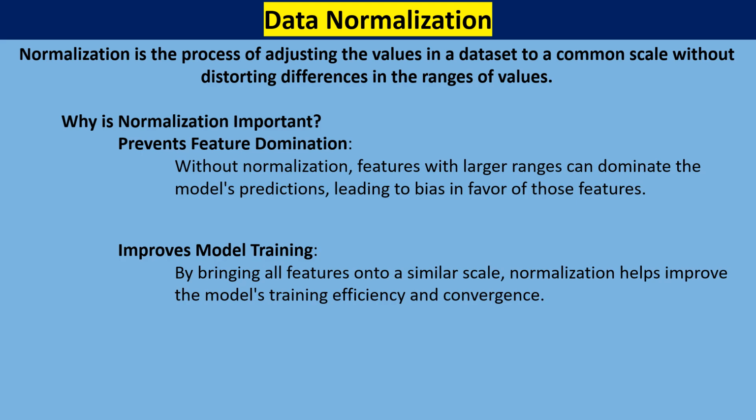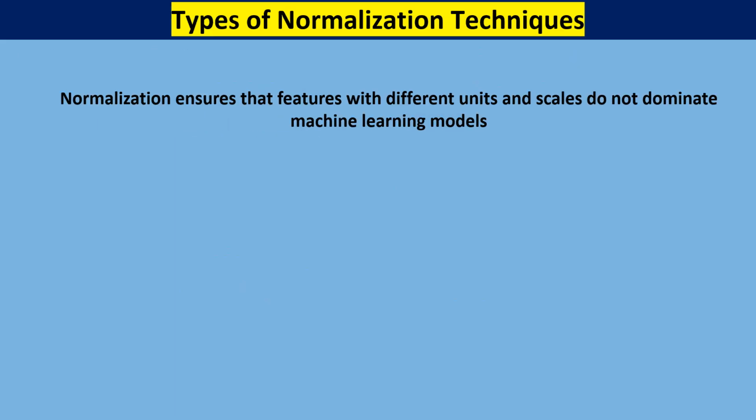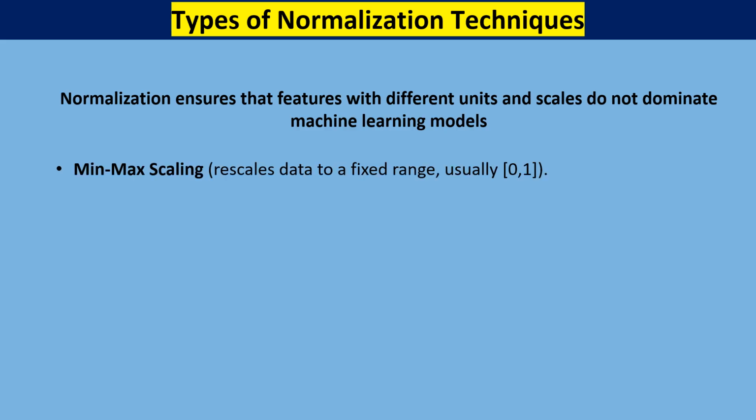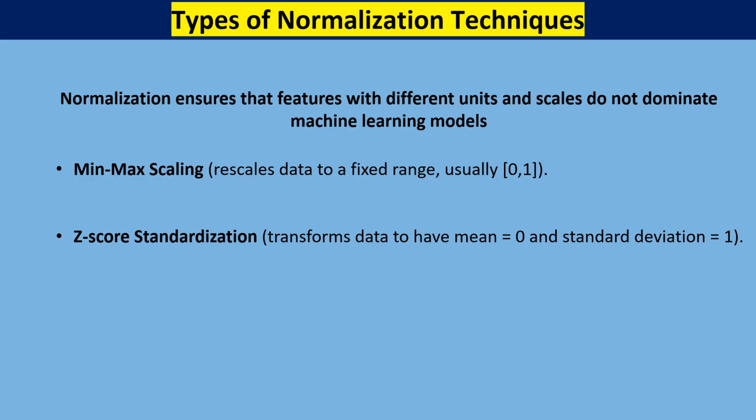Efficiency increases with normalized data. The algorithm can train faster and converge more quickly because the model treats all features equally. Types of normalization techniques. Normalization ensures that features with different units and scales do not dominate machine learning models. There are two popular methods. Min-max scaling transforms the data into a fixed range, typically 0 to 1. Z-score standardization rescales the data by subtracting the mean and dividing by the standard deviation, producing data with a mean of 0 and a standard deviation of 1.